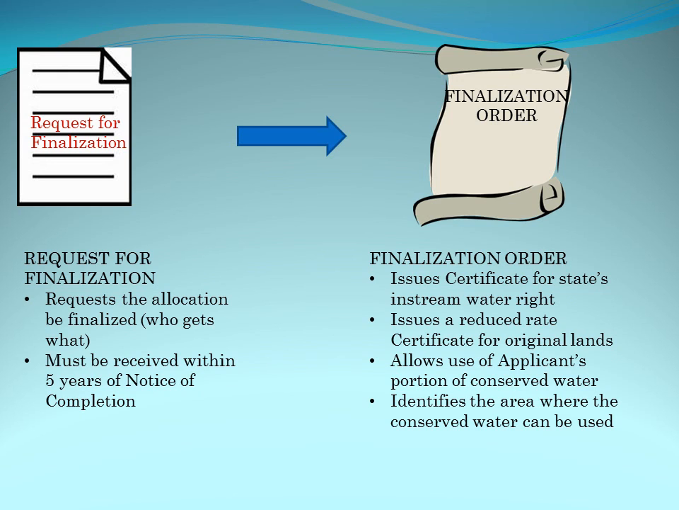The department issues an order finalizing the project, which issues a certificate for the state's in-stream water right, issues a reduced rate certificate for the original lands, allows the use of the applicant's portion of conserved water, and identifies the area where the conserved water can be used.